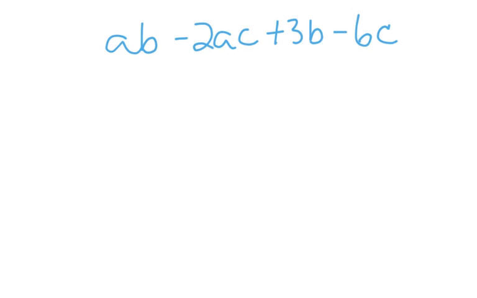We have some more variables in here as compared to our last one, but it's the same method. So again, let's group our factors together and see what they have in common. I look at my first grouping. Looks like I have just a's in common. So we'll drop that down. I have an a times the quantity b minus 2c.